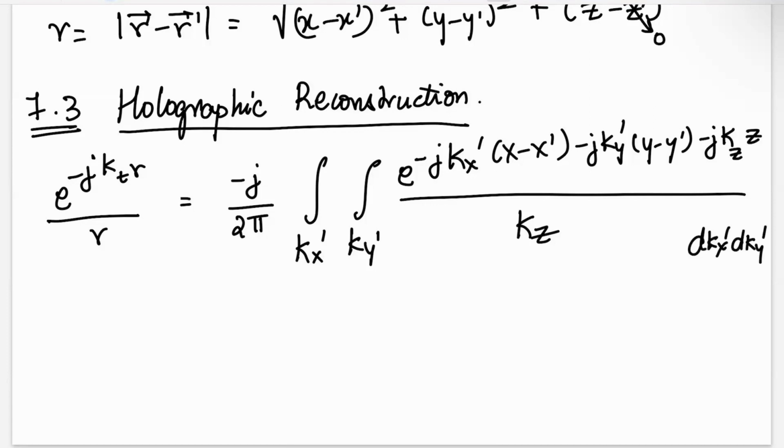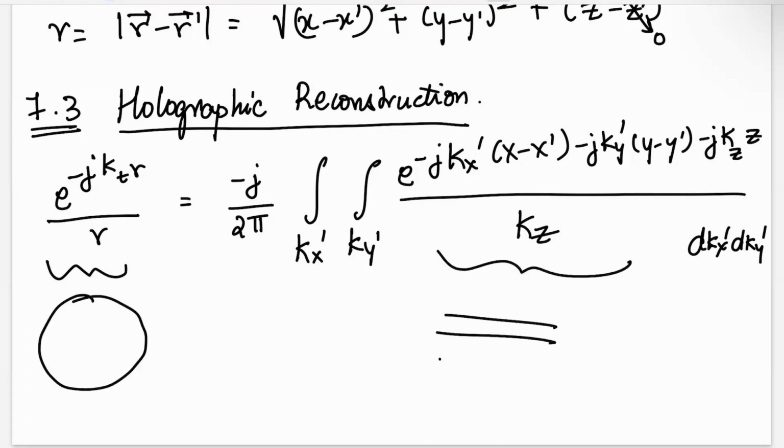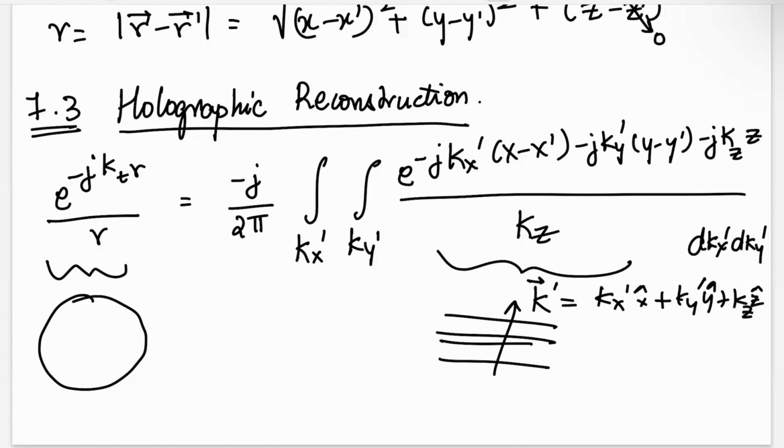So what this is saying, it's called plane wave expansion as well, is that this is a spherical wave, right? Spherical phase front. And these are all plane waves in some direction given by k prime, which is kx prime x hat plus ky prime y hat plus kz z hat, right? So you can write a spherical wave as a summation of an infinite number of plane waves in all directions, right? So that's what these integrals are doing. So we'll use this expansion. This is called the Weyl identity.